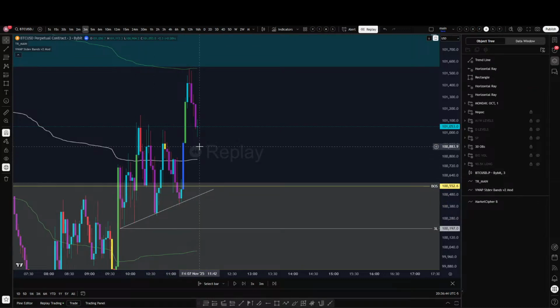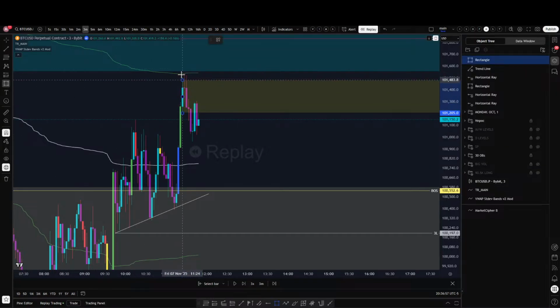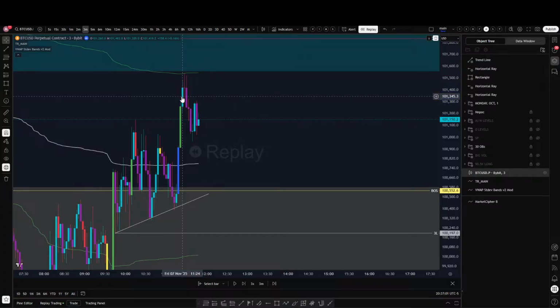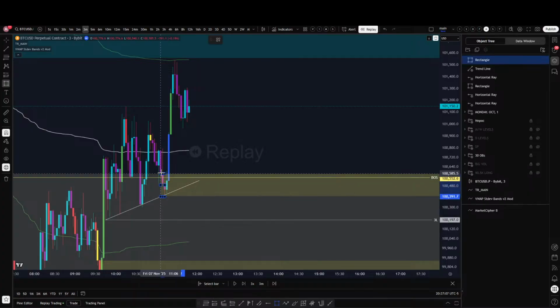So I don't have any idea what happened after. I can stay here with you guys to see what happened after. I can stay a little bit more to see. We closed here in the order block, so we're still favoring longs. So we have this order block here.